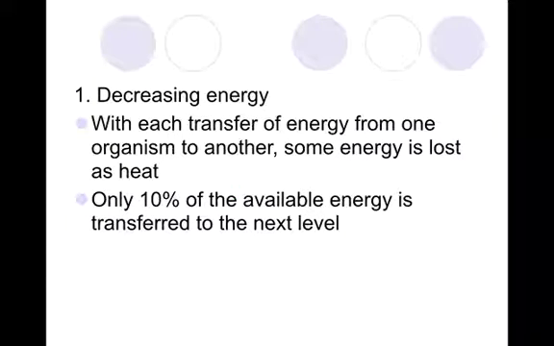It just says that at each transfer of energy from one organism to the other, some energy is lost as heat, so only 10% of the available energy is transferred to the next level. We can still account for all 100% of it, knowing where we lose it as heat and things like that. But the amount that gets transferred to that organism is only 10%.